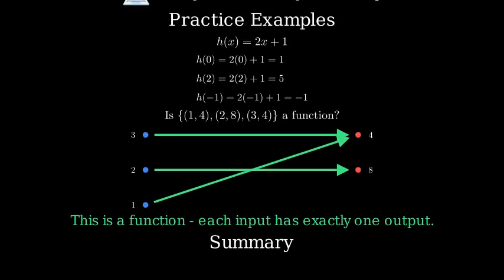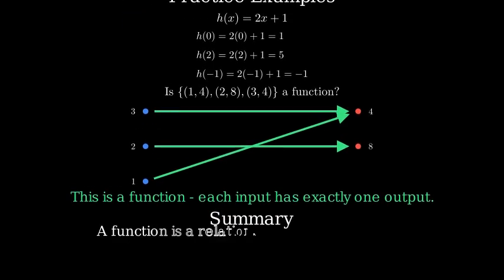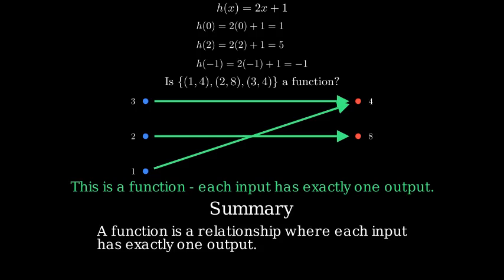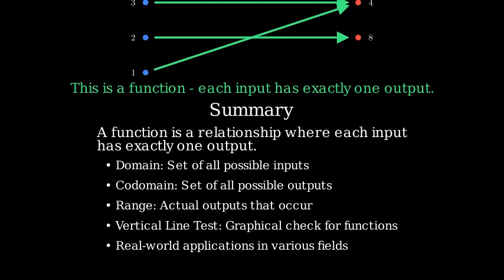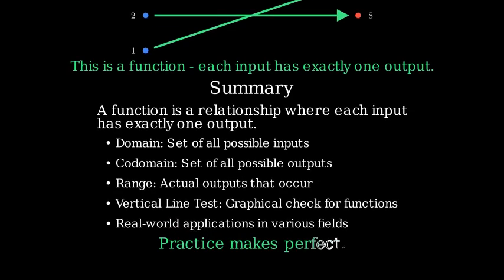Let's summarize what we've learned about functions. A function is a special relationship where each input has exactly one output. The key components are the domain, codomain, and range. We can check if a relation is a function using the vertical line test. Functions are important because they model real-world relationships and processes. Keep practicing with different examples to strengthen your understanding of functions.